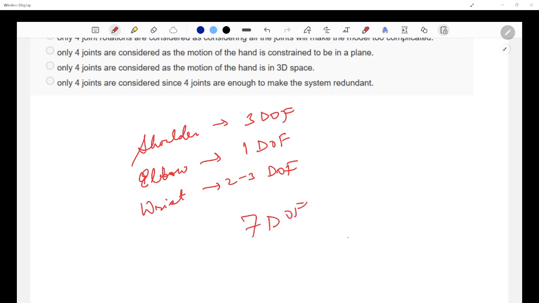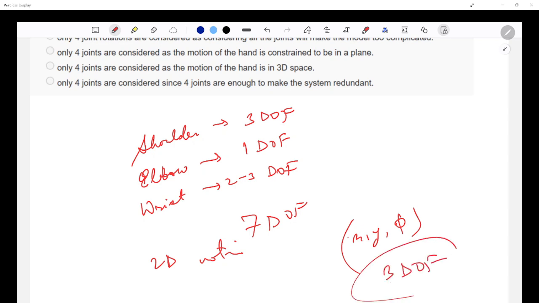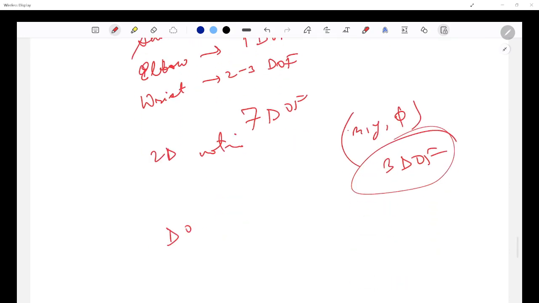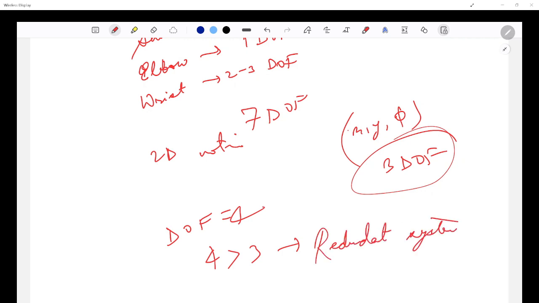We simplify the system. We assume that motion of the hand is restricted to a plane in 2D motion. So what does planar motion mean? It means that you just have x, y and phi, 2 positions and 1 orientation. Total degrees of freedom that you have is 3 DOF. Now we choose degrees of freedom equal to 4. So 4 is greater than 3, which means it is an example of a redundant system. So this is for enough flexibility and it is still simple to model.